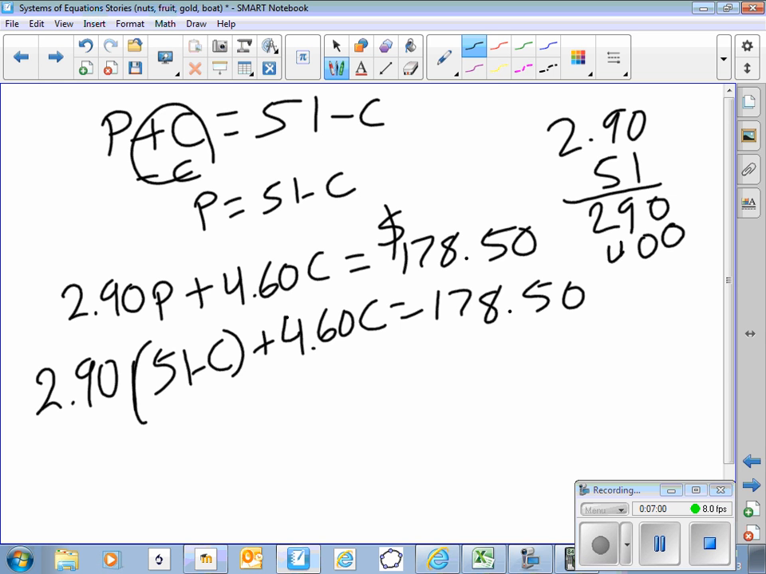5 times 9, 45. Guess that's why it's nice to work with a pencil when you're doing math. Carry the 4. 5 times 2 is 10, plus 4 is 14. Add them up. 2 decimal places in there, $147.90.